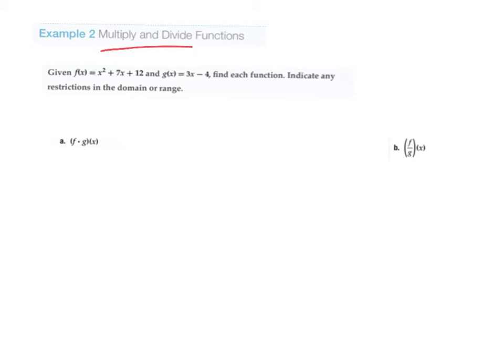So now we're going to multiply and divide functions. Let's start off with multiplication. I'm going to take this function and multiply it by this function. That's what this notation means. So I'm going to write in multiplication form x squared plus 7x plus 12. There's my first function. Now I'm going to have parentheses 3x minus 4.